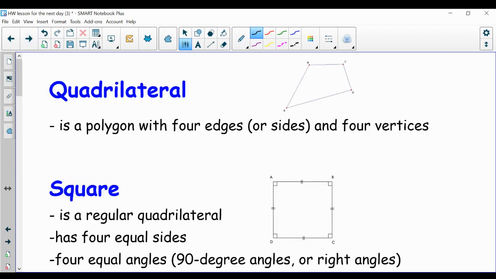Next one, we have quadrilaterals. That means any polygon that has four edges, four sides, and four vertices, meaning four angles. You can see the little picture on the right side, and all the shapes that we have: square on the bottom, parallelogram, trapezoid, kite, rhombus. Anything with four sides and four angles is a quadrilateral.